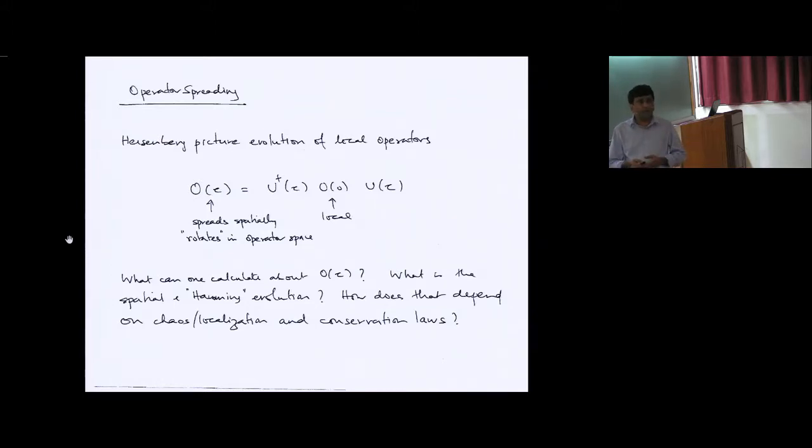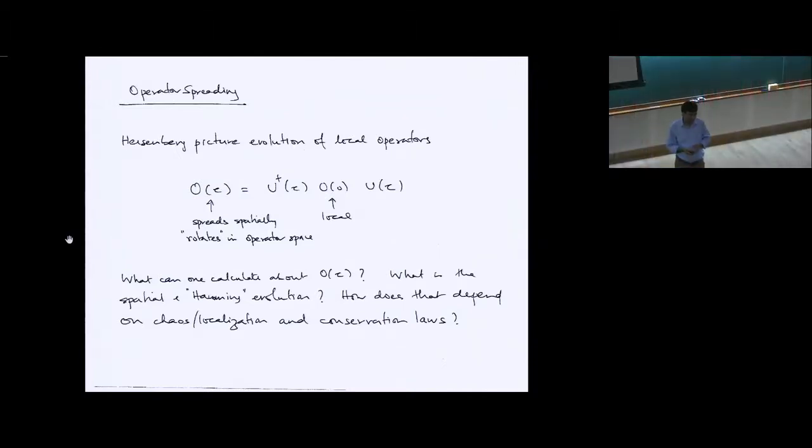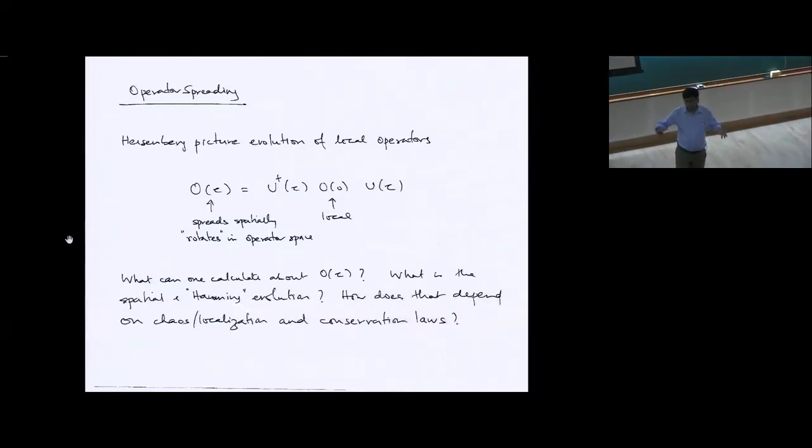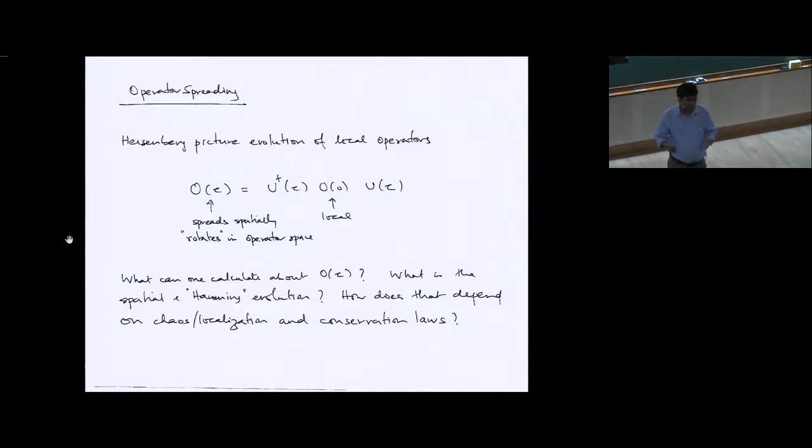So, generically, you can imagine two things happening. One is, it gets bigger, right? So in terms of its spatial location. And the second thing that can happen is that the operator gets more complex.